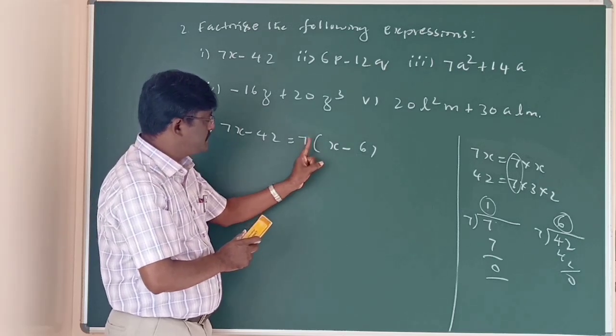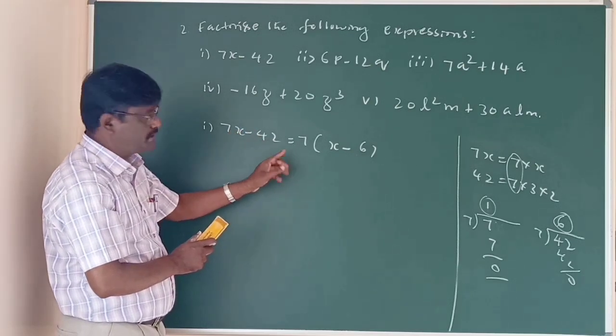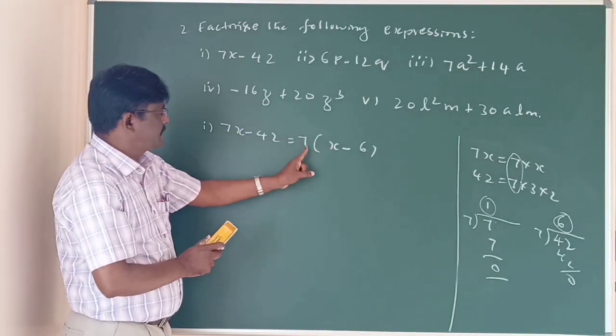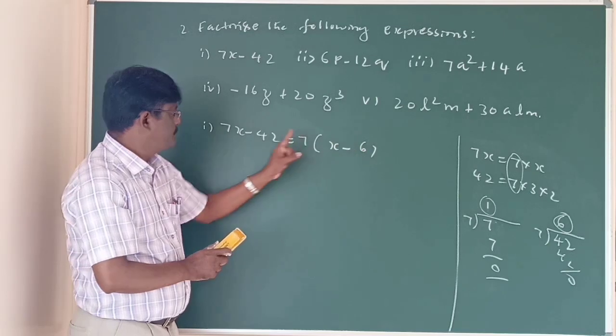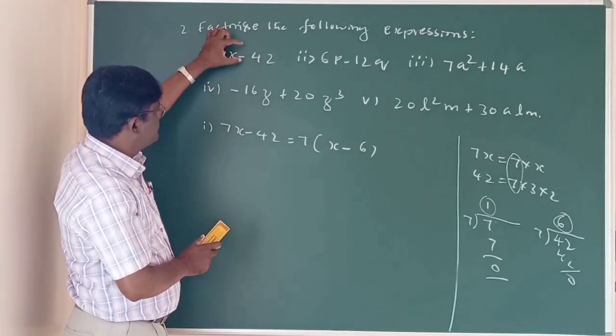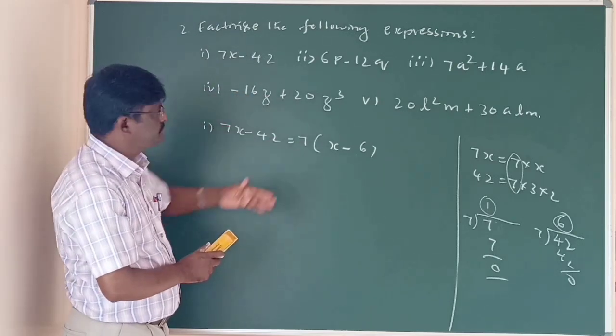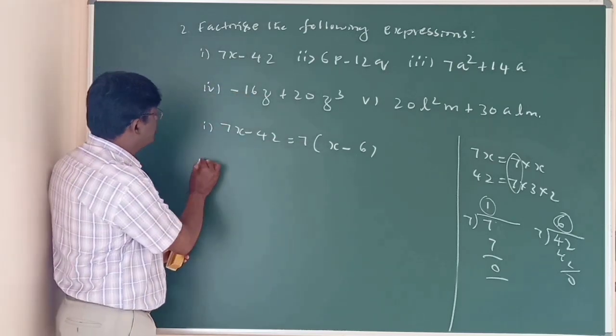7, if you multiply this and this, 100% you will get 7x minus 42. 7 into x, 7 into 6 is 42, plus into minus is minus. This is what we say factorization of a binomial by taking the common factor. Let us take one more.